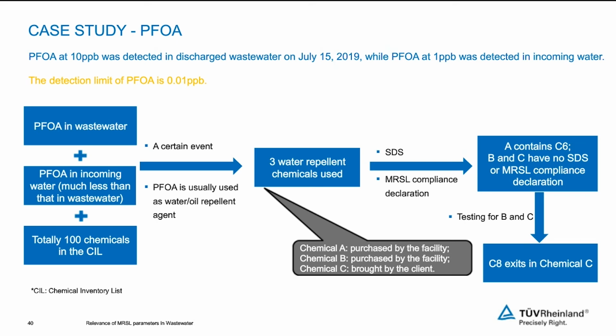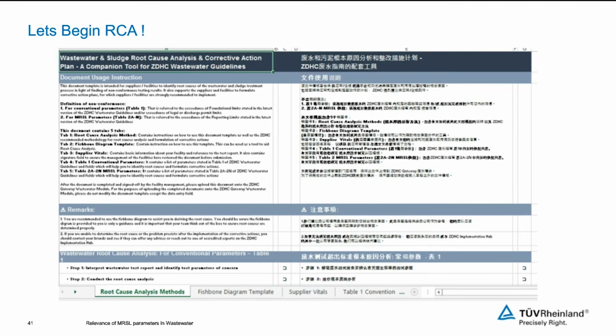So we have talked much about RCA, and now let's begin to wrap it up. On the ZDHC website, there is a companion tool for the ZDHC Wastewater Guidelines, the wastewater and sludge root cause analysis and corrective action plan. You can visit the website and download this tool for the RCA work in your factory. That's all I would like to share about the root cause analysis. If you have any questions, we may talk further in the Q&A session.